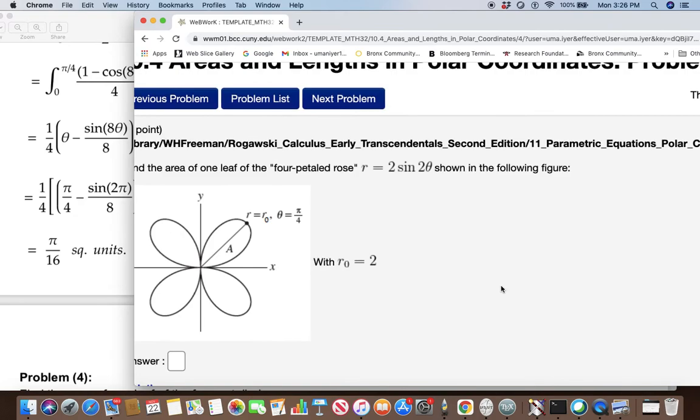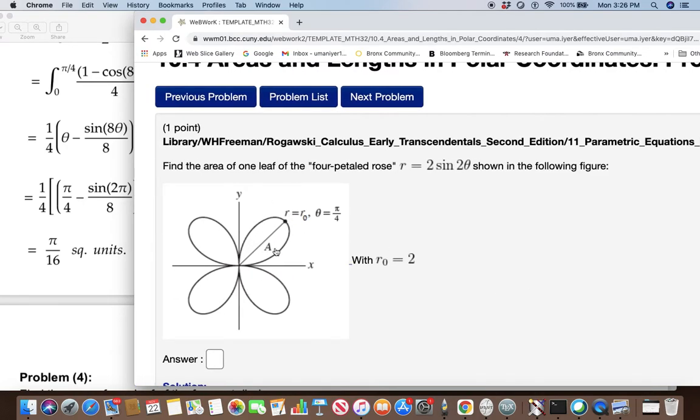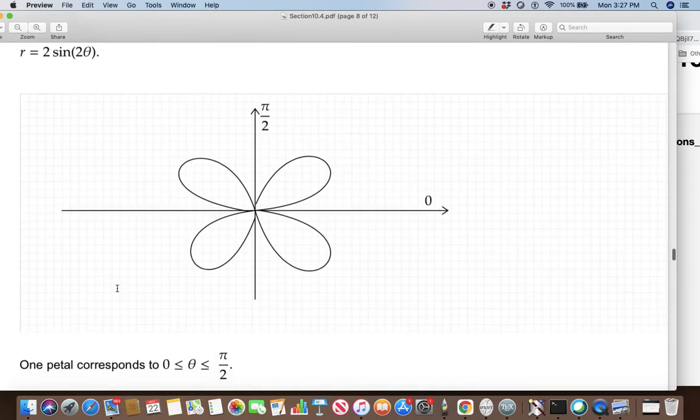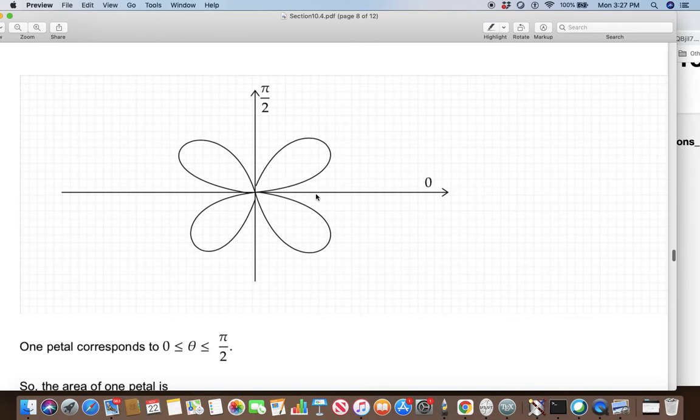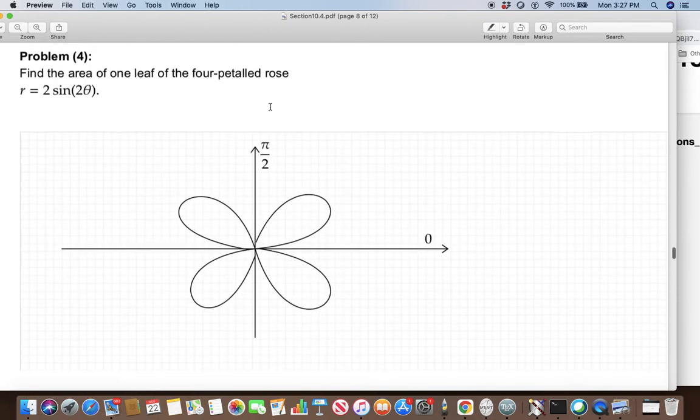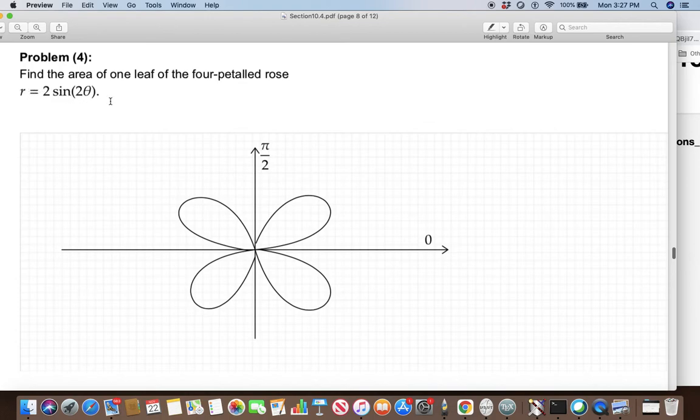Fourth question. Find the area of one leaf or one petal of r equals 2 sine 2 theta. So looks like you have 4 petals, you want one petal. So notice this goes from angle 0 until angle pi over 2. You might also want to see it as twice the angle 0 to pi over 4. That's half a petal, twice of that. So either way you view it. Okay. We look from angle 0 to angle pi over 2. The curve is r is 2 sine 2 theta.